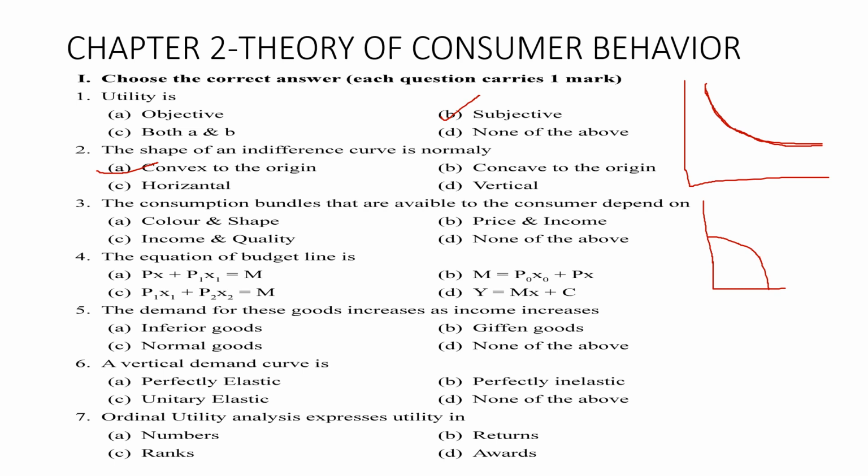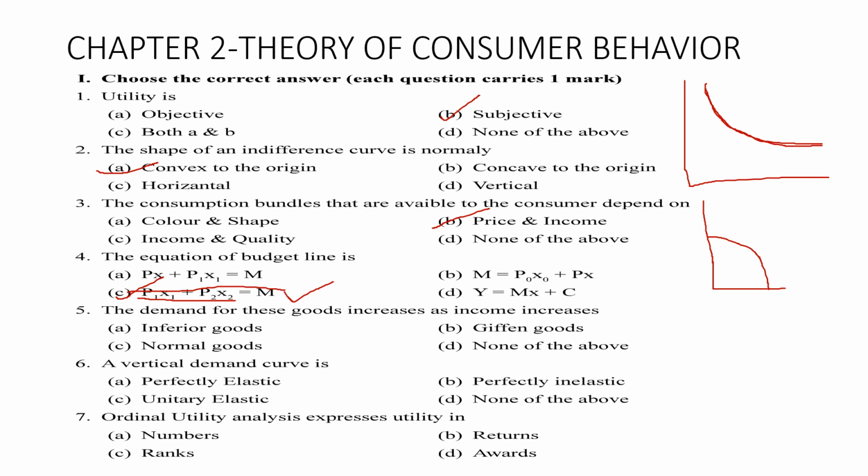Alright. Question number 3. The consumption bundles that are available to the consumer depend on. So consumption bundles are dependent on the price and income. Price of the good and income of the consumer. Question number 4. The equation of the budget line is dash. What is the equation? It is P1x1 plus P2x2 is equal to M. So option C is your correct answer. This is the right answer.